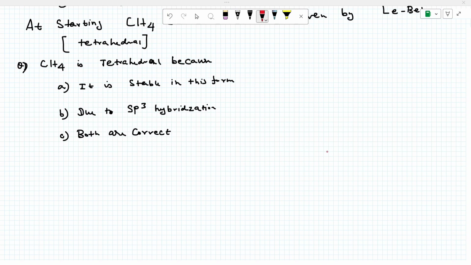Very important thing: there is no relation between geometry and hybridization. Hybridization does not predict the geometry of molecules. Option B, due to sp3 hybridization, is wrong. Again, there is no relation between the geometry of a molecule and hybridization; that is a different concept. So CH4 is tetrahedral because it is stable in this form.